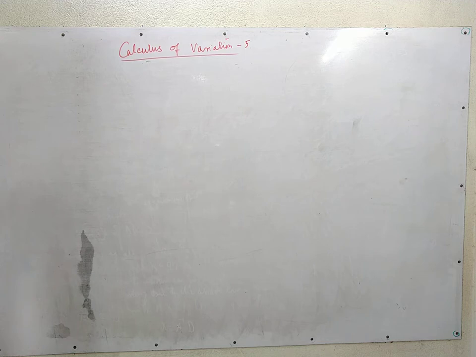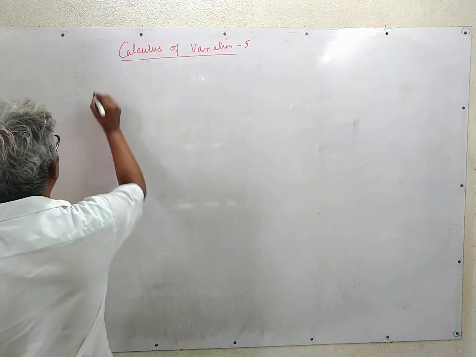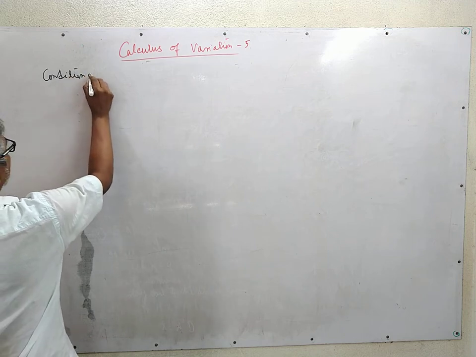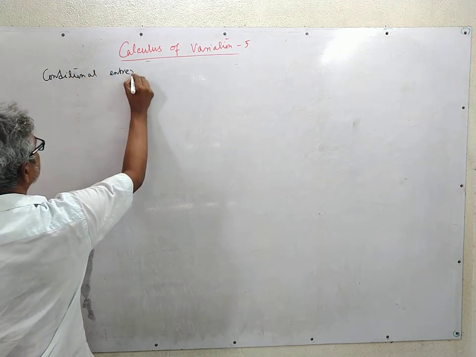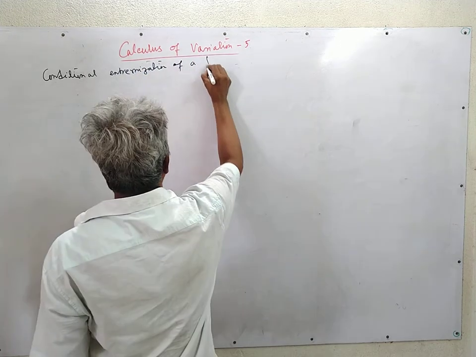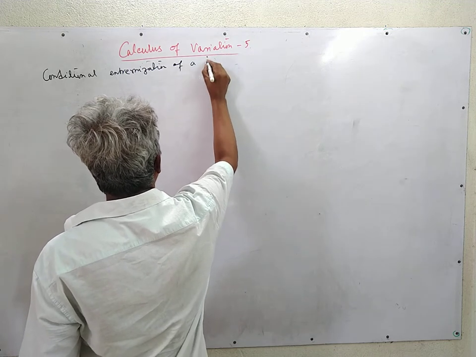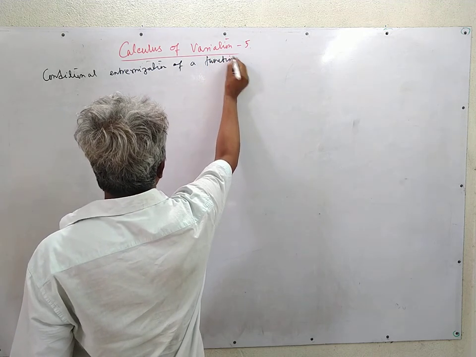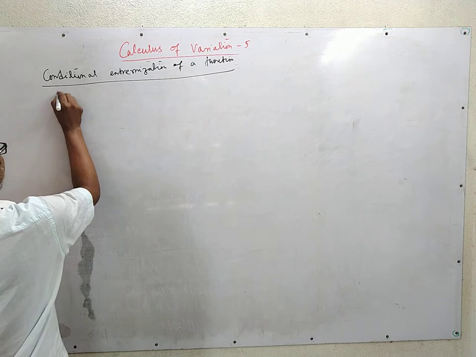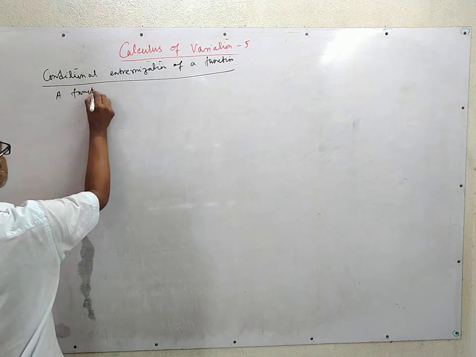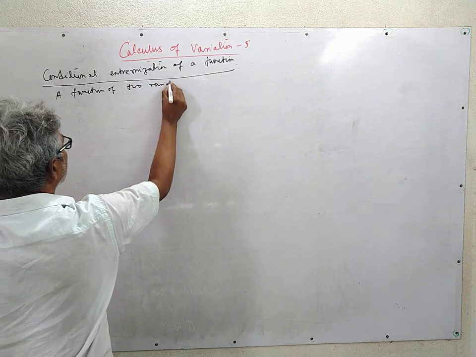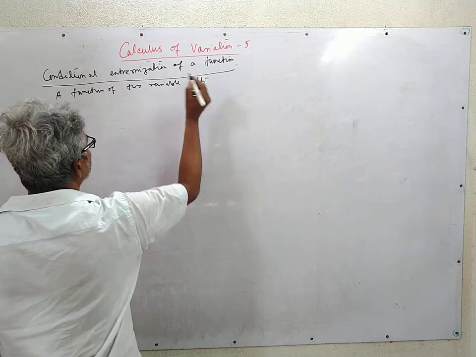Say for example, we have a function of two variables. This is the conditional variation. So today's topic is conditional extremization of a function. Firstly, you consider a function of two variables, with one constraint.